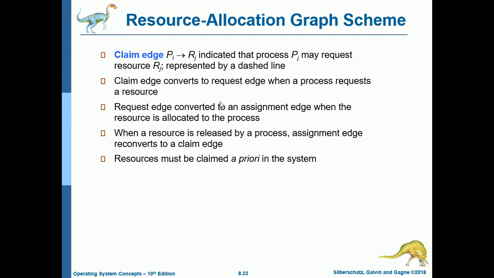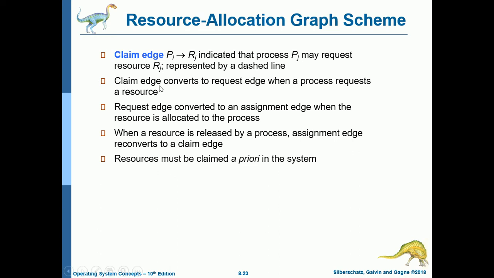For one instance of a resource type we have the resource allocation graph scheme. We have a claim edge, P sub i going to R sub j, with the same direction as a request edge. It indicates that the process P sub i may request R sub j, represented by a dashed line. The difference between the claim edge and the request edge is that the claim edge is a broken line, and the key phrase here is may request: there is a possibility that this process may request that resource.